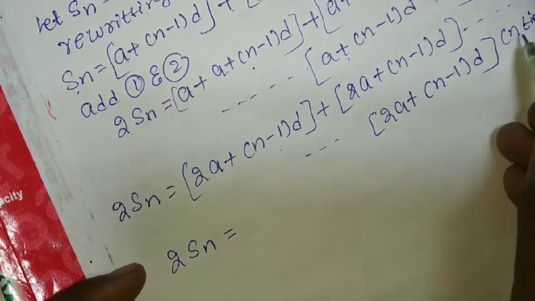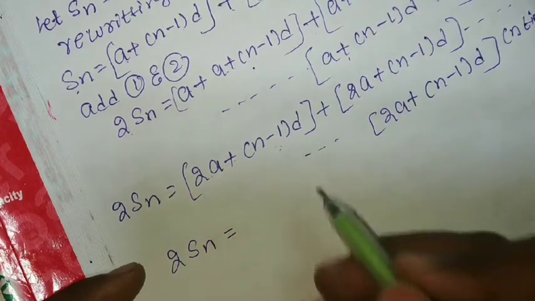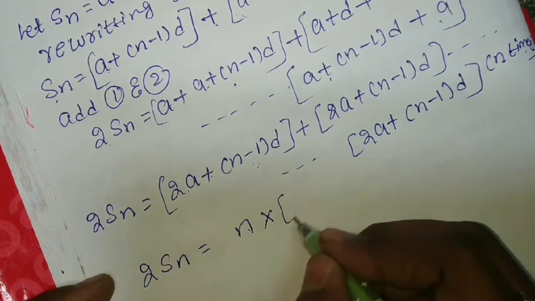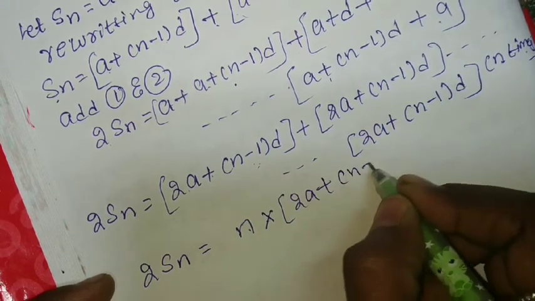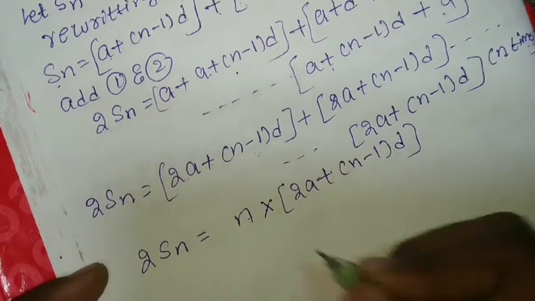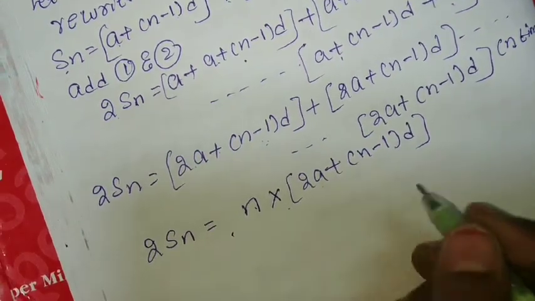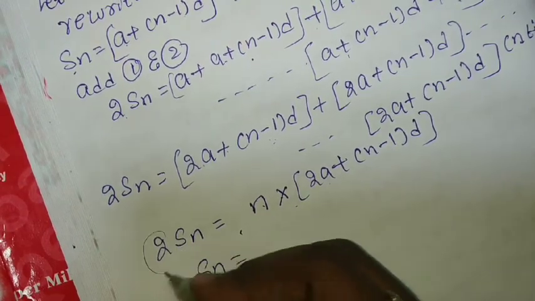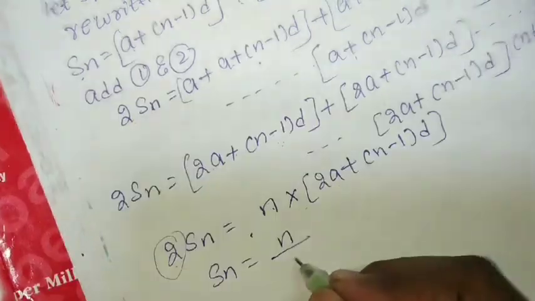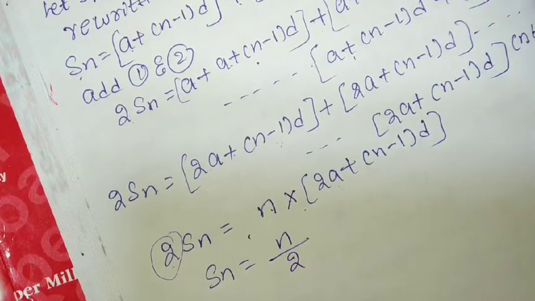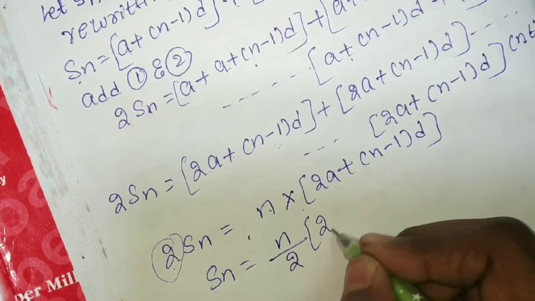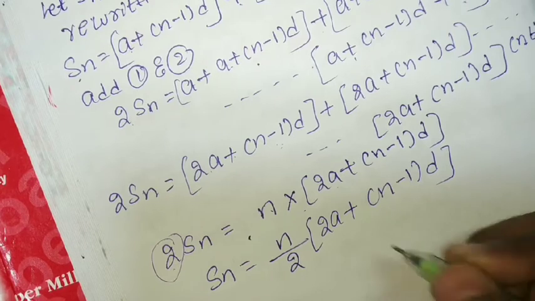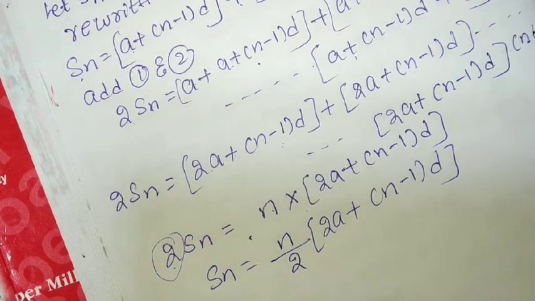Then how can you write this? 2Sn is equal to n times of 2a plus n minus 1 into d, where n times means multiply n times 2a plus n minus 1 into d. Are you getting? n into 2a plus n minus 1 into d. So Sn is equal to, divide this by 2, that is n divided by 2, into 2a plus n minus 1 into d. See how simple it is. Are you getting? This is the formula.